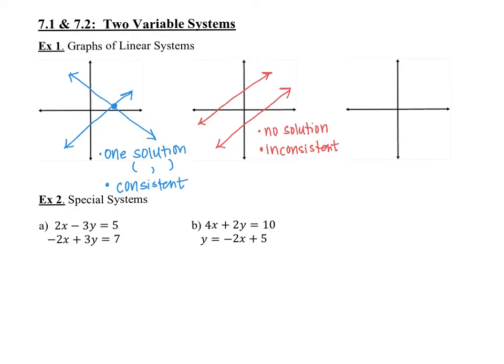Okay, the third scenario. Here's one line. Now the second line is actually going to be right on top of the first line. In this case, they have many points in common. In fact, they have infinite solutions on the line. So I might say there's infinite solutions on 2x plus 5y equals 10 or something like that. What is this? This is considered a consistent system because there's a solution. There's actually many solutions. These are dependent.